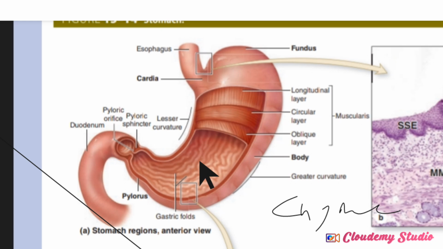The pylorus itself, look at the pylorus. The pylorus is funnel shaped. If you look at it very well, it is funnel shaped, and it opens into the small intestine. It opens into what? Into the small intestine.